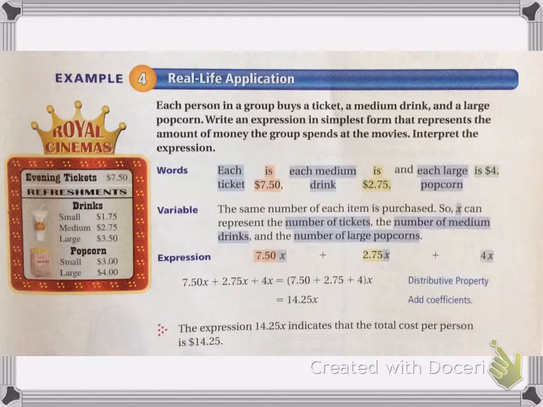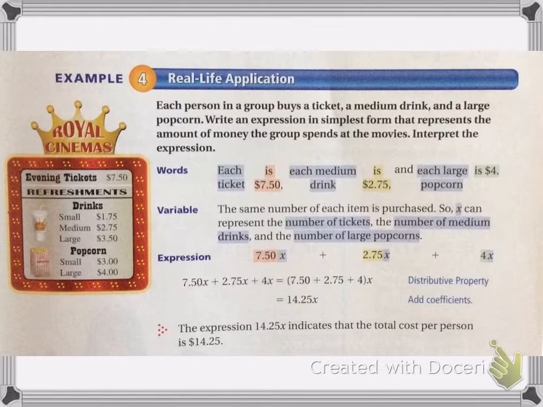Okay, now I'm going to go read the question. Each person in a group buys a ticket, a medium drink, and a large popcorn. Write an expression in the simplest form that represents the amount of money the group spends at the movies. Interpret the expression. Okay.